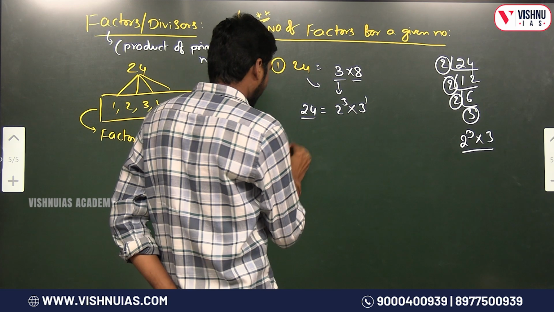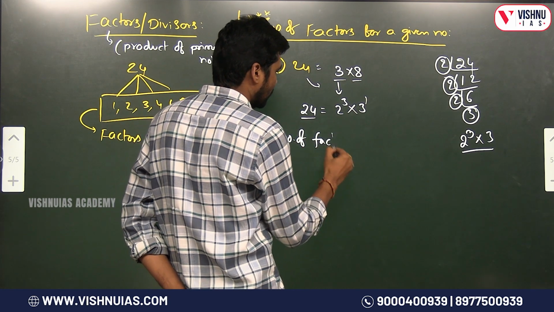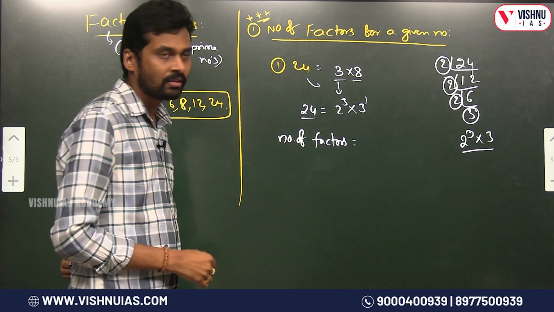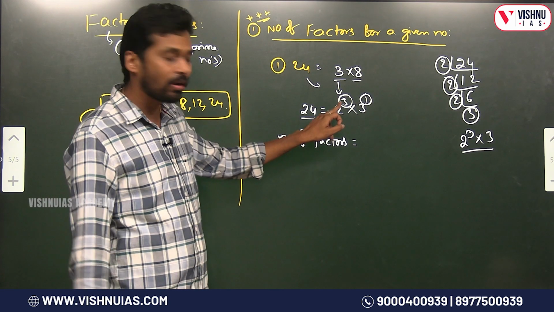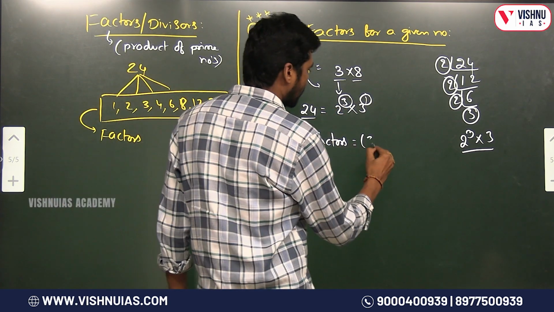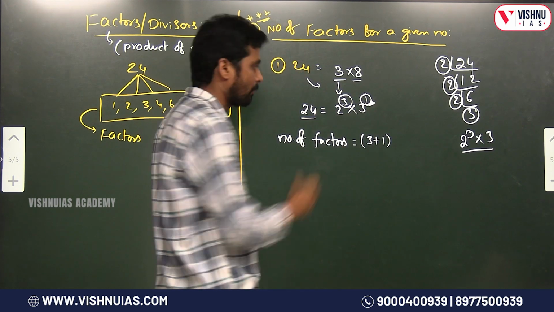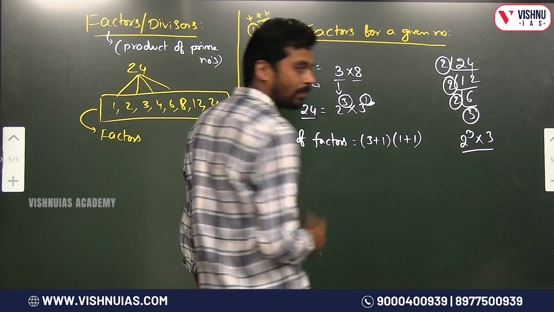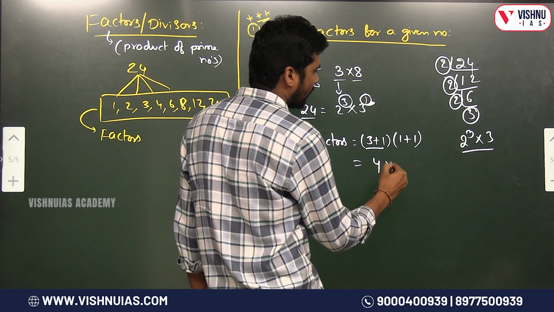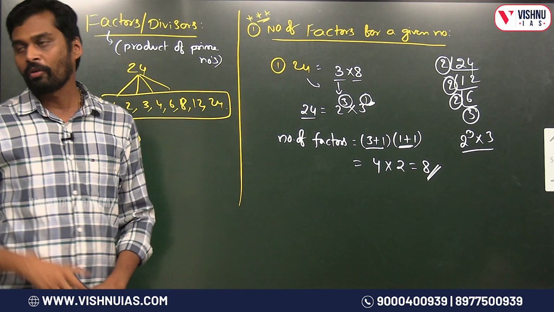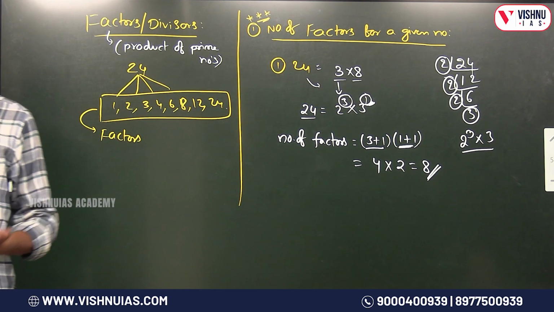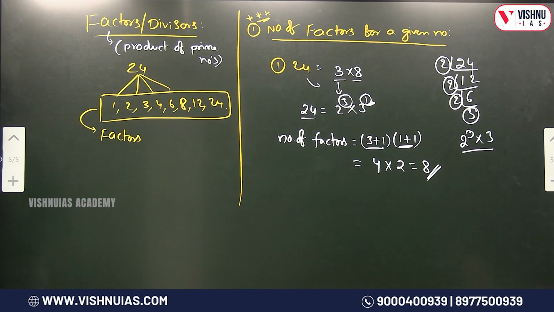After doing that, when you are finding the number of factors, add +1 to each power. What is the power of 2 here? 3. Add 1. What is the power of 3 here? 1. So 1 plus 1. 3 plus 1 is 4, into 1 plus 1 which is 2. 4 into 2 is 8. If you want to find the number of divisors or factors of any number, first write the number as a product of different prime numbers, and then add +1 to each power.